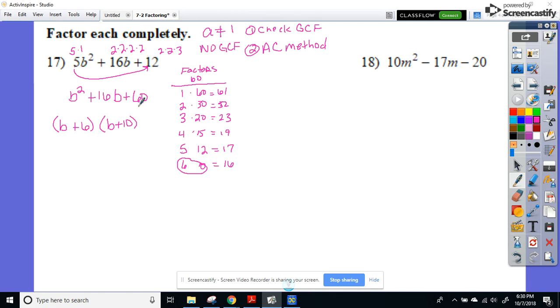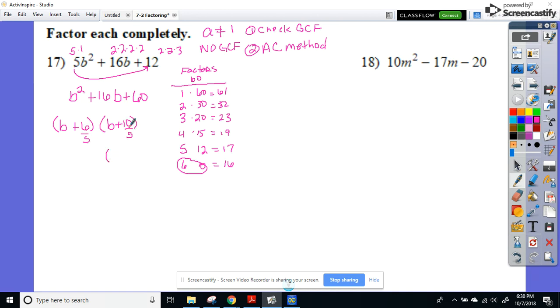But because we created this 60 by multiplying by 5, we have to undo that multiplying by 5 by dividing by 5. We're just going to divide those two numbers right there by 5. Now that we've divided by 5, if it will divide.